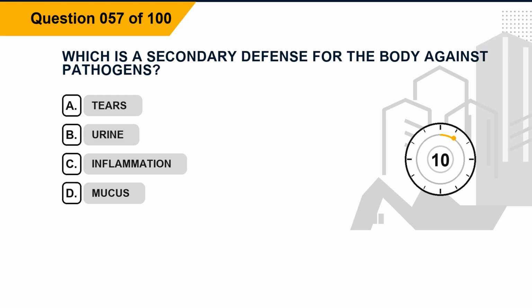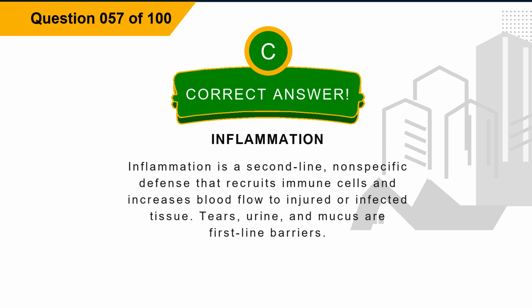Question 57. Which is a secondary defense for the body against pathogens? Option A, tears. Option B, urine. Option C, inflammation. Option D, mucus. The correct answer is option C, inflammation. Explanation: inflammation is a second-line, non-specific defense that recruits immune cells and increases blood flow to injured or infected tissue. Tears, urine, and mucus are first-line barriers.